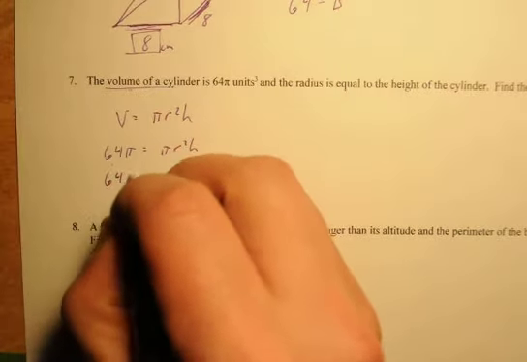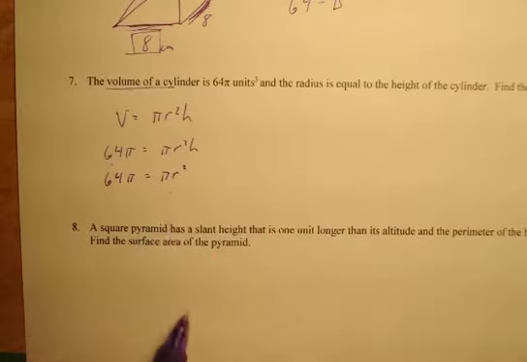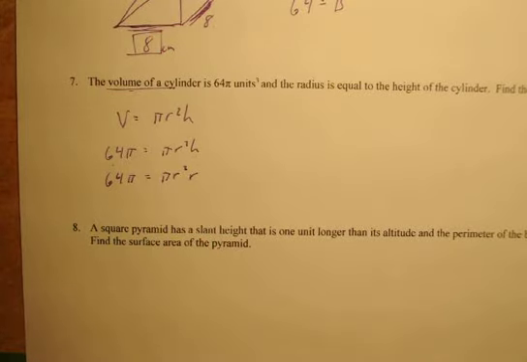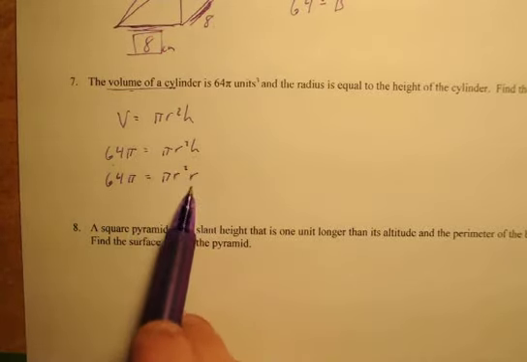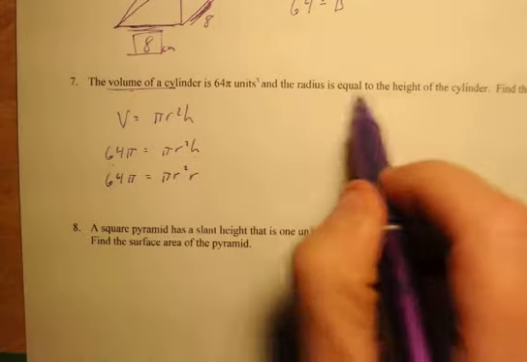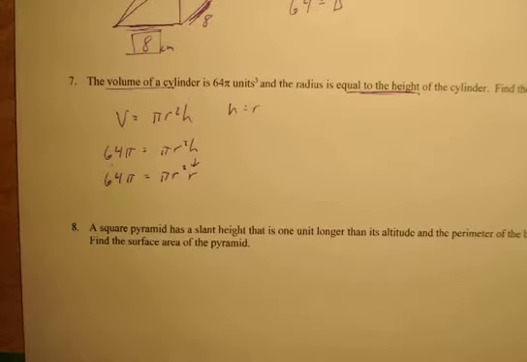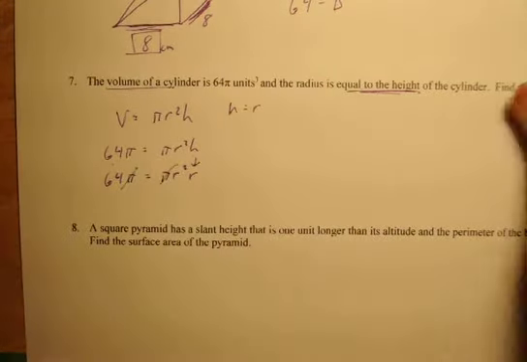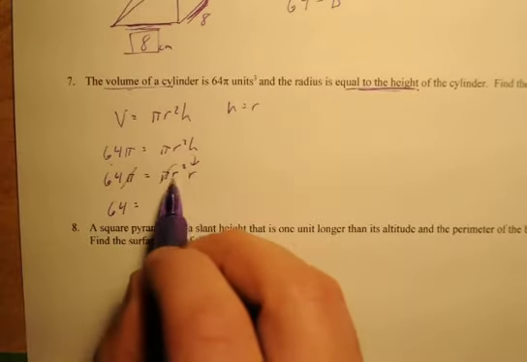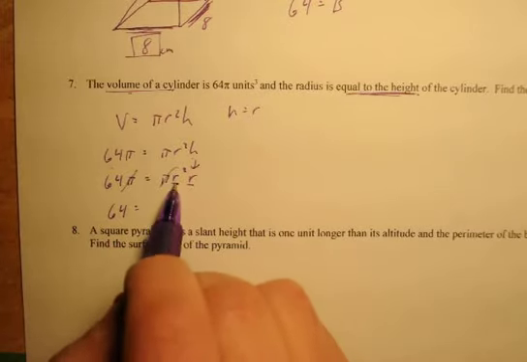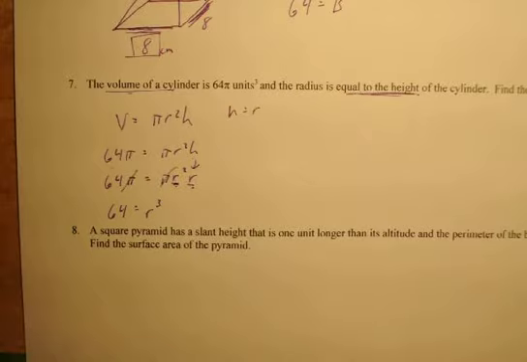So what I can do here is, what can I switch the height for? For another radius. Like that. So I got radius and radius. Height is radius. Radius is equal to height. So if height is equal to radius, then I can go ahead and change that h to an r. And we can cancel these pi's out. What's r squared times r? How many r's do we got? We got r times r times r. That's r cubed.